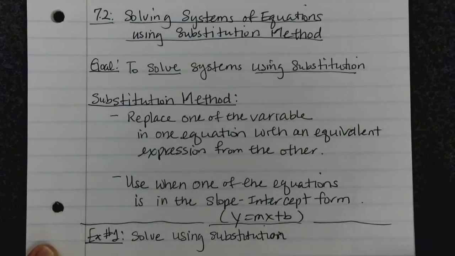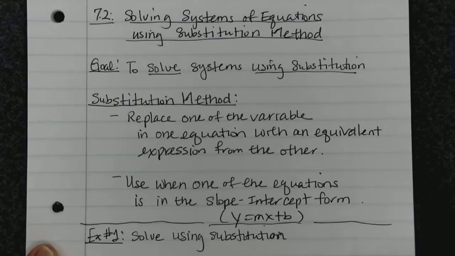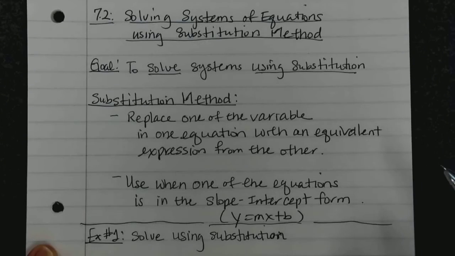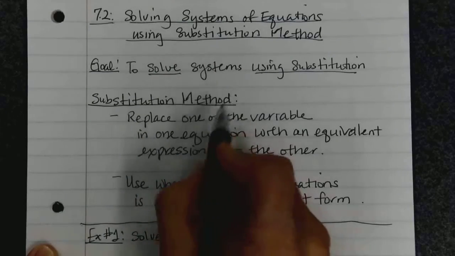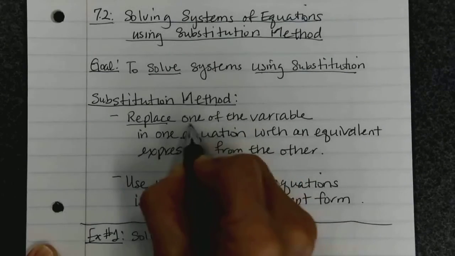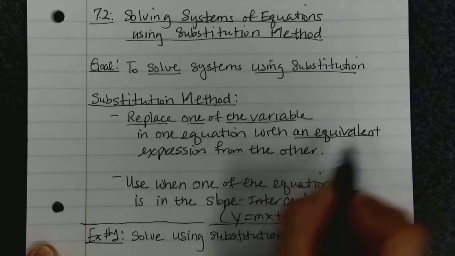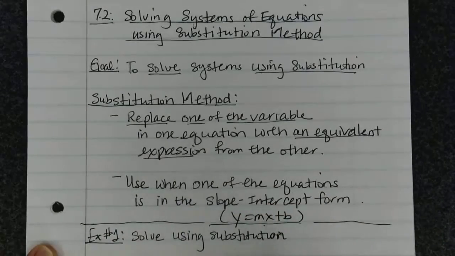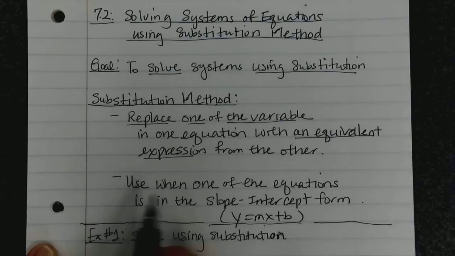Remember, a system is two or more equations together, and to solve means finding where the two lines intersect. So we're still looking for the point of intersection, solving for the x coordinate and the y coordinate. In the substitution method, we replace one of the variables of one equation with an equivalent expression from the other. I'll show you how to do that in a minute.